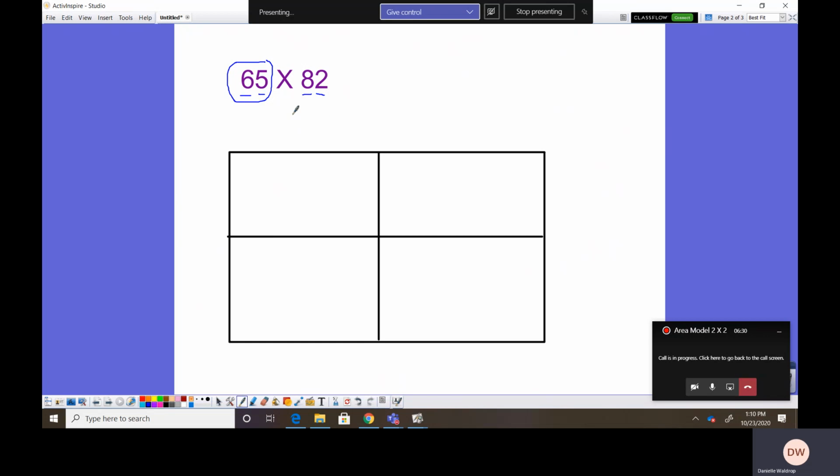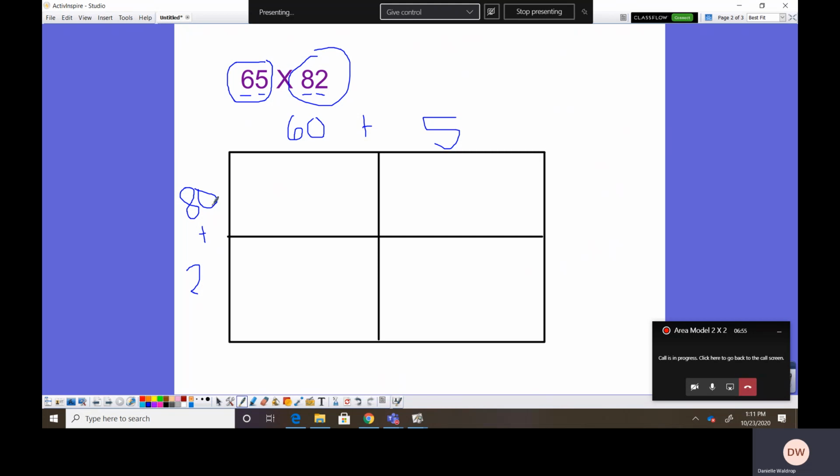Good. Expanded form would be 60 plus 5. 6 10s plus those 5 1s. 60 plus 5. And what is the expanded form of 82? Good. 82 is the same as saying 80 plus 2. Multiplying. Let's do 60 times 80. Top number by the left.